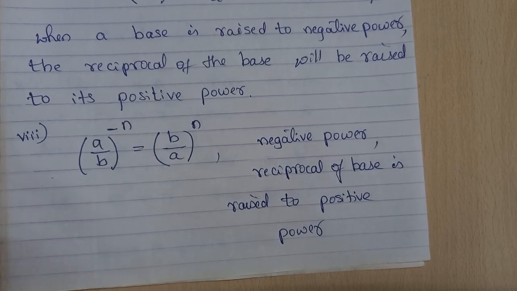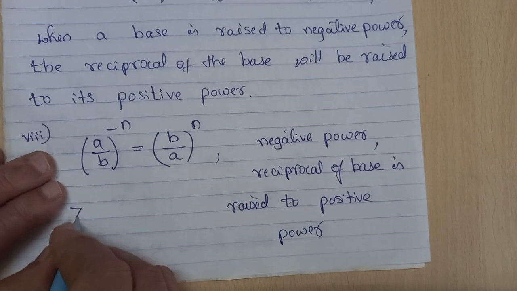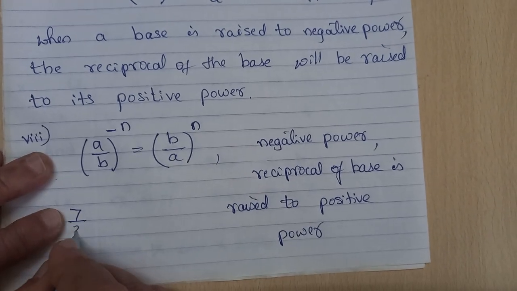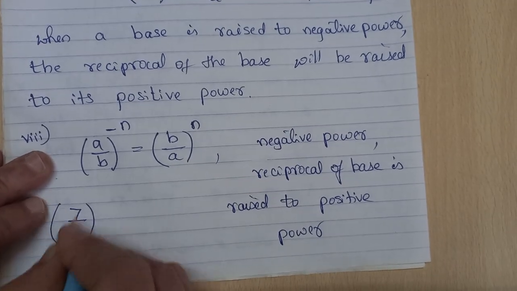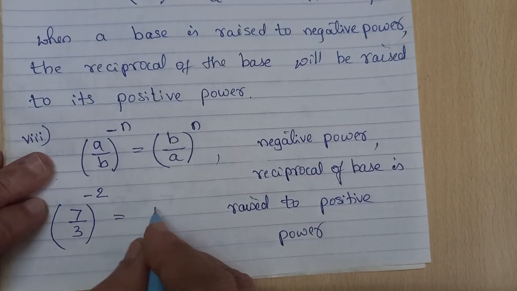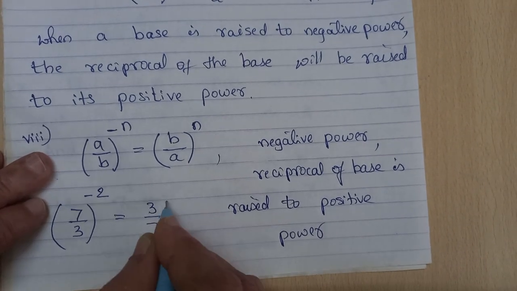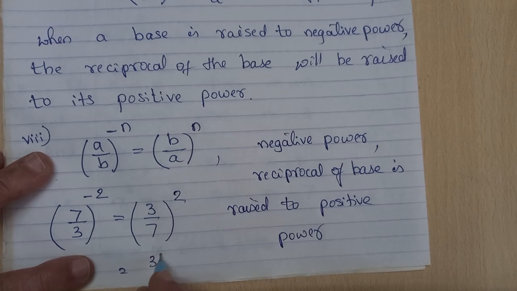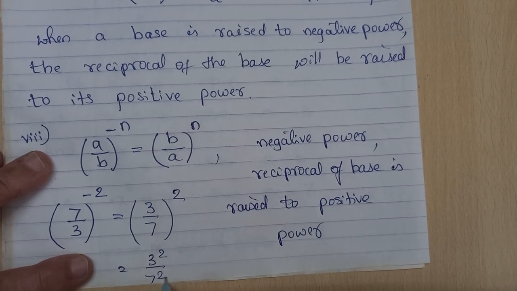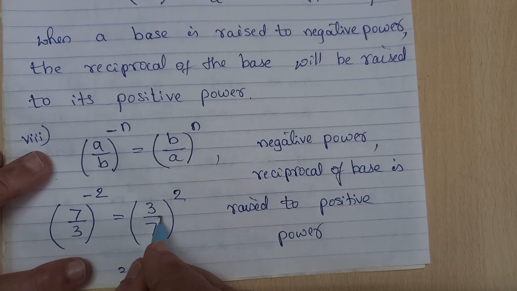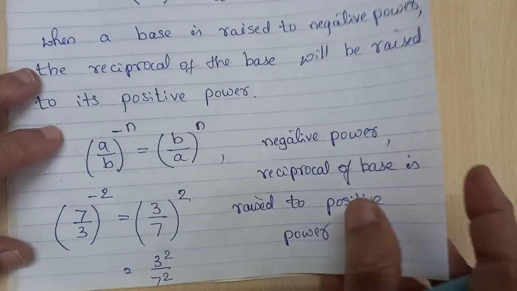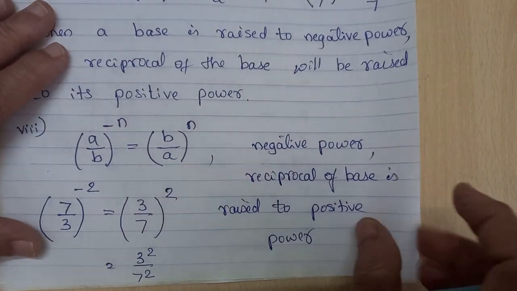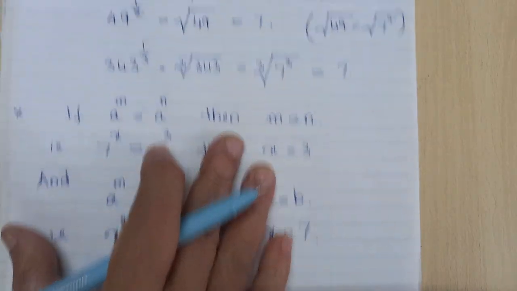For example, 7 upon 3 raised to minus 2 is equal to 3 upon 7 raised to 2. And this is same as 3 square upon 7 square. But this is easy to calculate. Got it? Now the next rule.